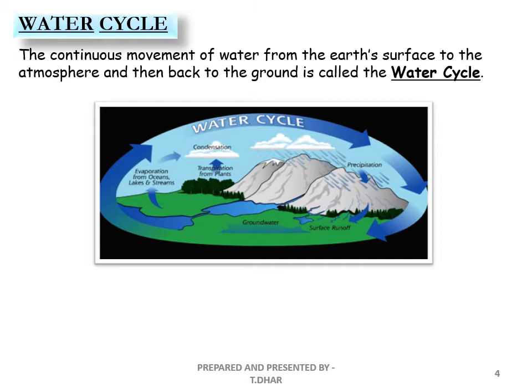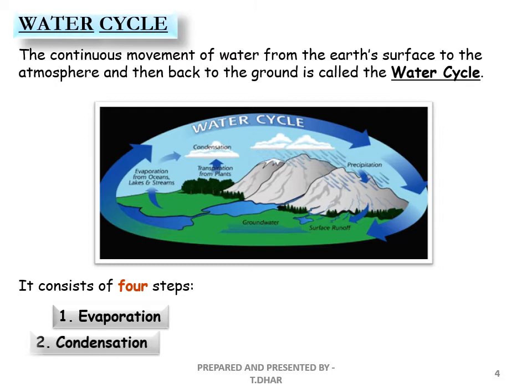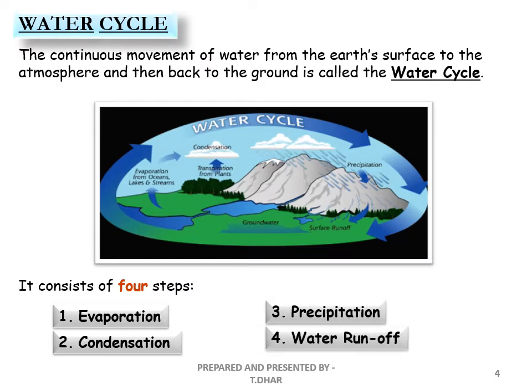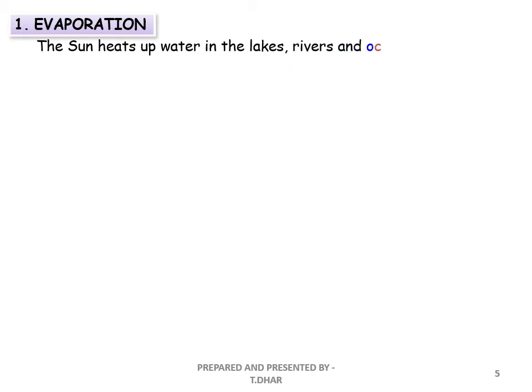Now let us see what are the steps or stages of the water cycle. It consists of 4 steps. The first one is evaporation. The second one is condensation. Third is precipitation, and fourth is water runoff. Now let us have a look at each of these steps.